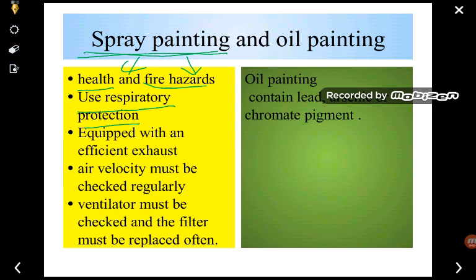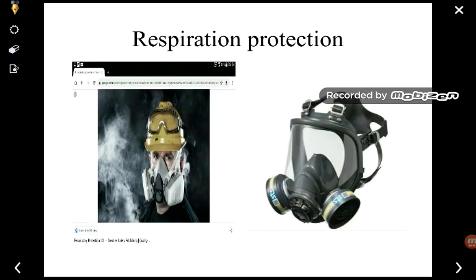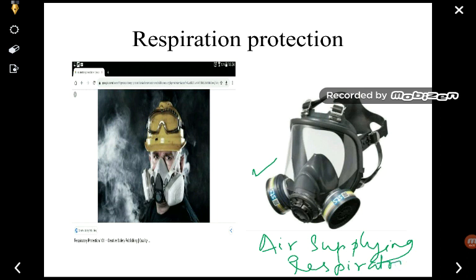In order to minimize the risk from allergens or certain chemicals, the person who is spray painting must use respiratory protection. This is nothing but the air supplying respirator. So this is a picture of an air supplying respirator. Air supplying respirators are suitable for use in oxygen deficient atmospheres, and they may be of different types, one of which is the air supplying type.